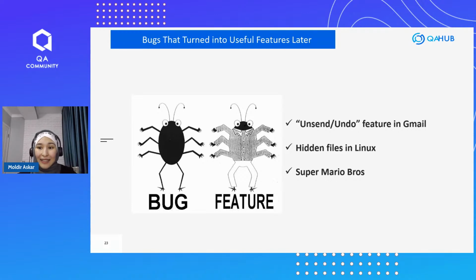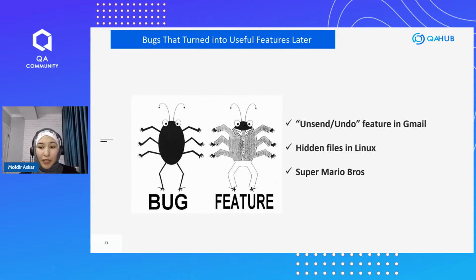The second example is about Linux. If you use Linux, I think you usually use the hidden files feature. I usually use this feature and I love it. At first, this key feature was a bug, and it was not fixed, and they made it a feature.